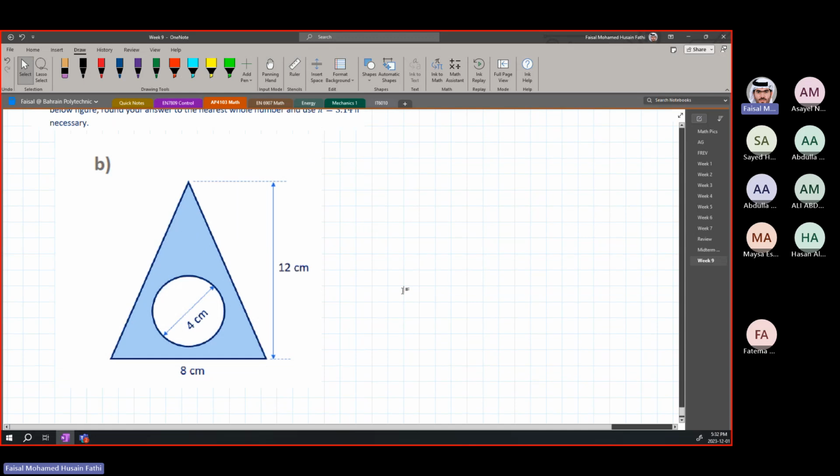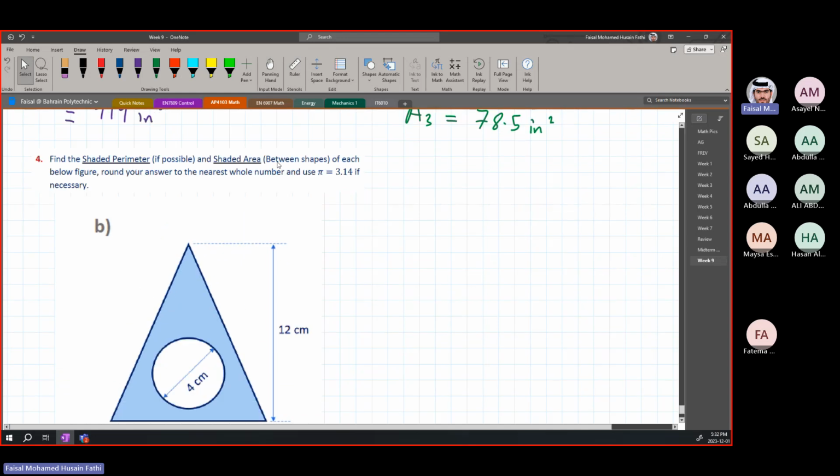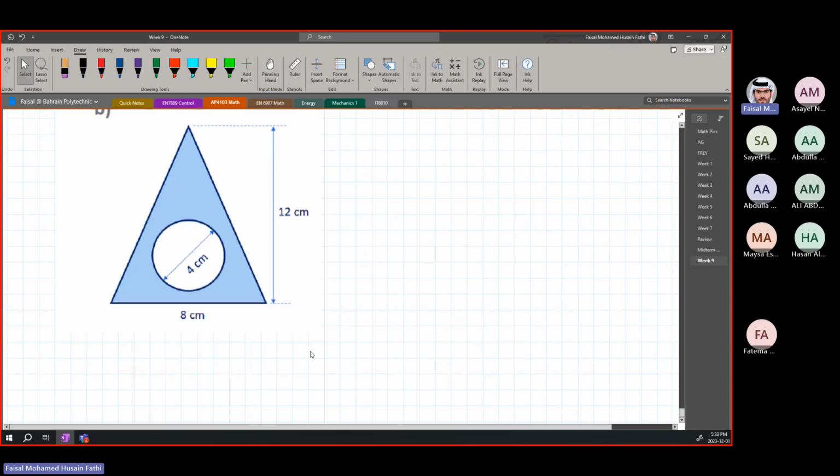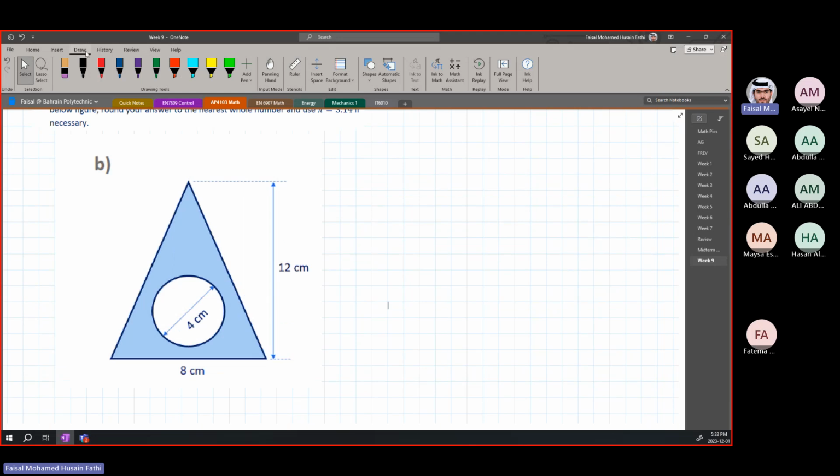Now, let's move on to this. Find the shaded perimeter if possible and shaded area between shapes of each of the below figure. Round to the nearest whole number, and 3.14 for pi. Easy. Let's start. Area here. We cannot find the perimeter directly, I can tell you that much, because we don't have the slanted angle, the dimensions of it. So again, we will not be able to find the perimeter, but we can find the area. Let's dive right into that. So area. Now, we have two shapes. First shape is the outside triangle.